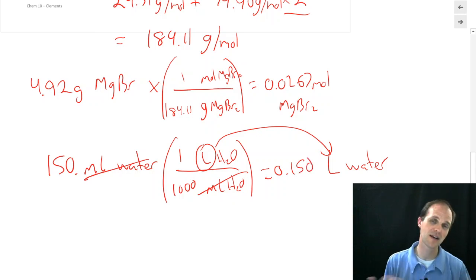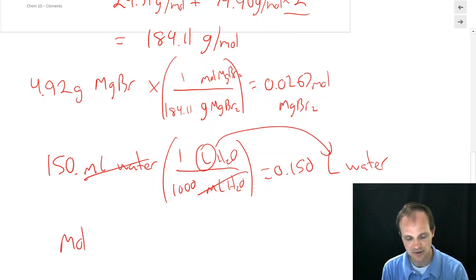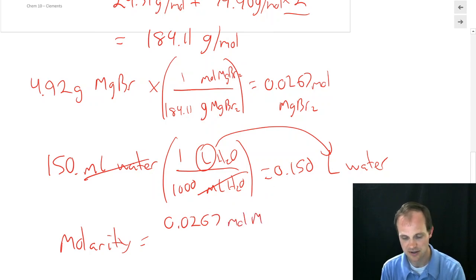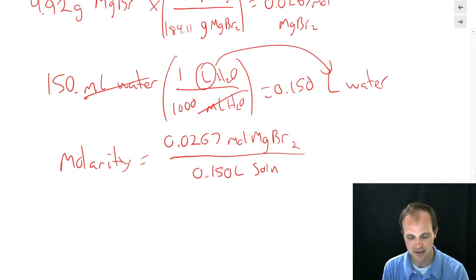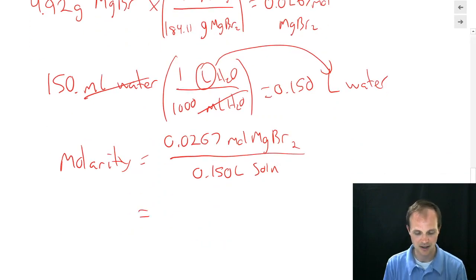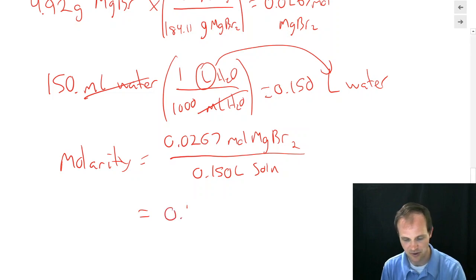Now I'm finally ready to plug that into my molarity equation, which is moles of solute, 0.0267 moles of MgBr2, versus 0.150 liters of solution. And I can plug that in my calculator. 0.0267 divided by 0.150 gets me 0.178, and I get molar.